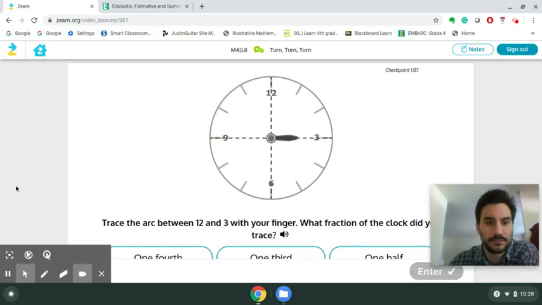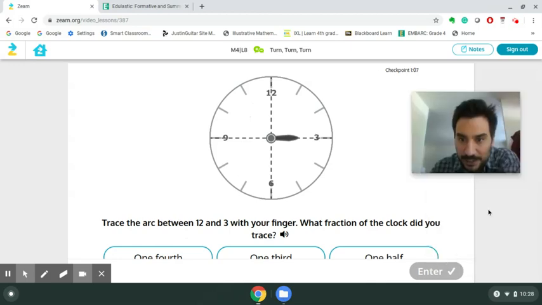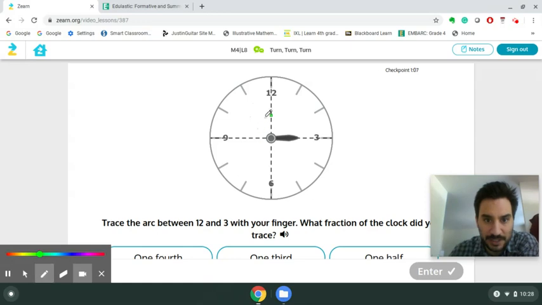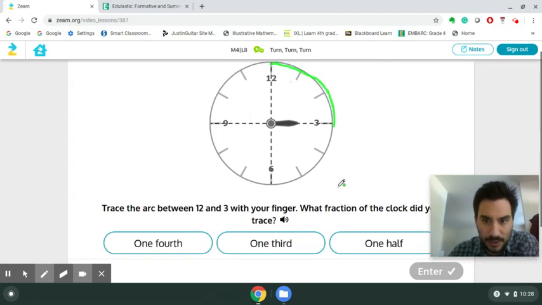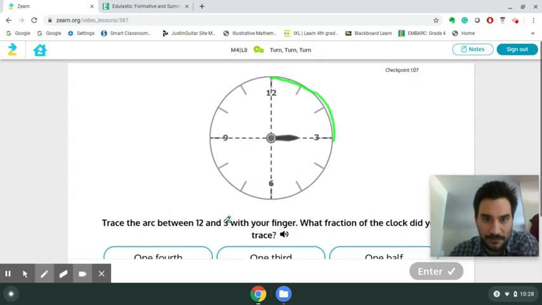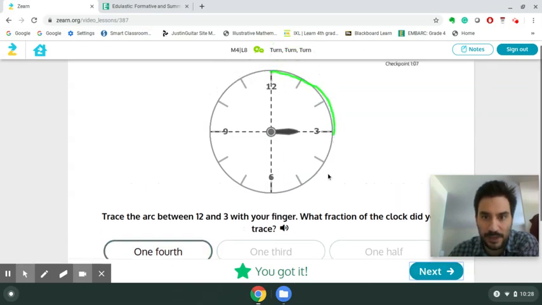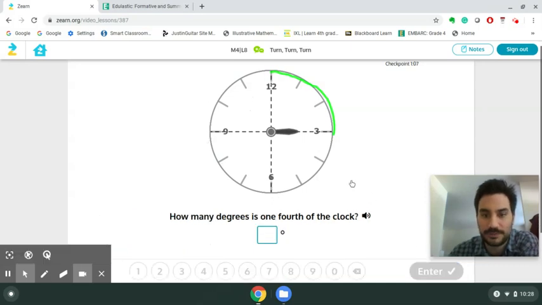All right, trace the arc between 12 and 3 with your finger. What fraction of the clock did you trace? Okay, let's trace it from 12 to 3. I'll do green. It's my favorite color. So 12, I'm going to go around my arc. That's the outside of our circle. Boom. So that is 1/4. Nice work. 1/4. This would be 2/4, 3/4, all the way around would be 4/4.